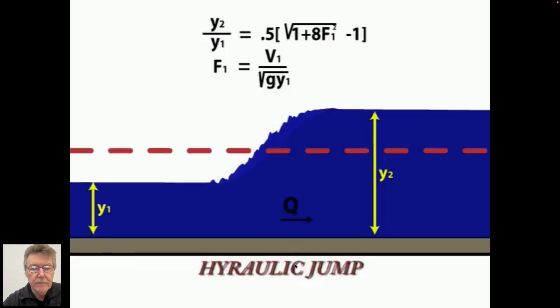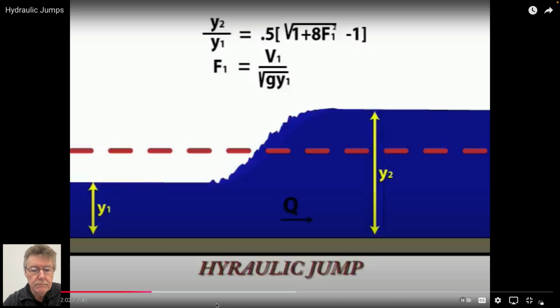It is of interest in engineering to know the ratio of flow depth across the hydraulic jump. This ratio can be computed by momentum conservation across the jump, as shown in the equation.